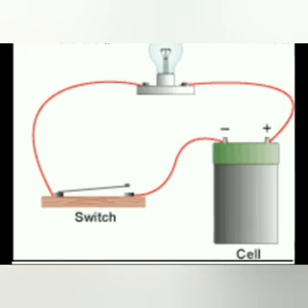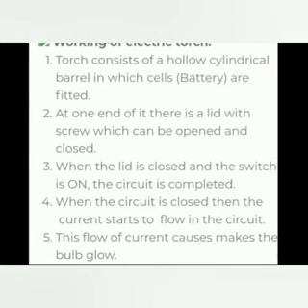Another circuit. So here also the switch is there. One is given connection to the minus and positive is given to the bulb, and on the other side the switch is connected to the bulb. So this is about the electric switch.